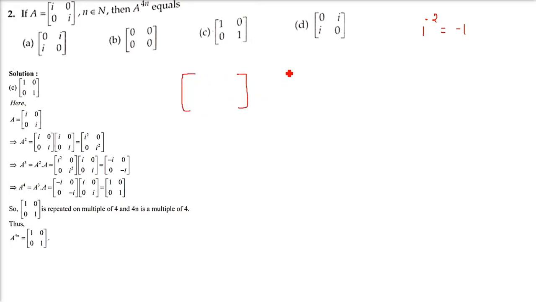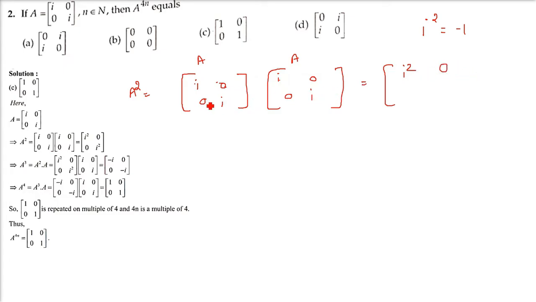So that is, you have this A, and this is also A. So A square we are taking, I 0, 0, I. This is I 0, 0, I. So I into I is I squared, and then 0 into 0, 0. So leave it. Now first row, second column. I into 0, 0, and 0 into I is 0. So it will come 0.